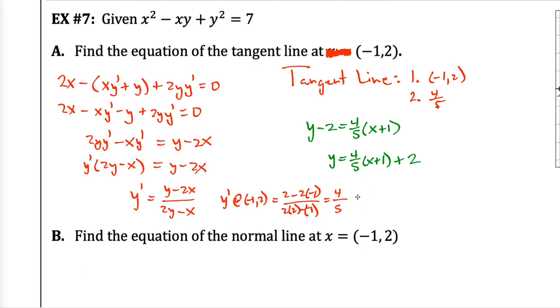And honestly, if you got that, that's pretty good. This is a lot of work. There's a lot of places you can make mistakes.